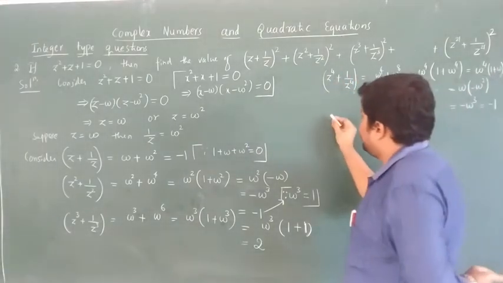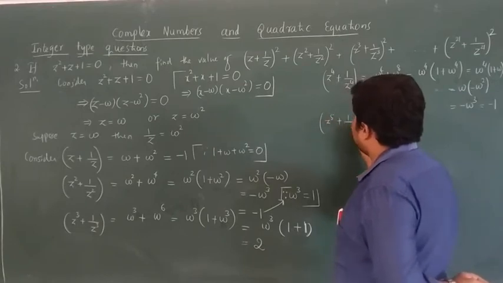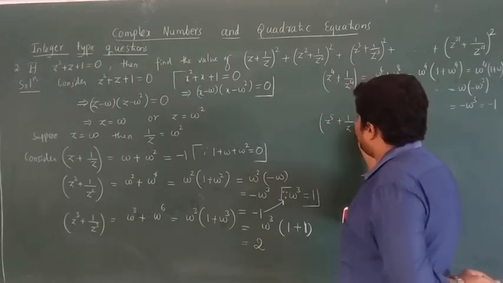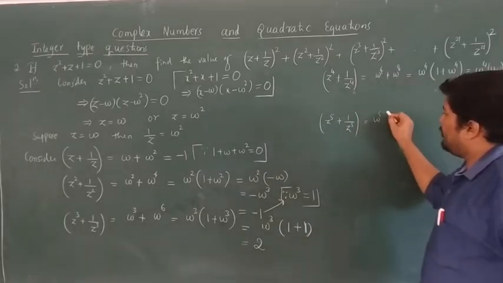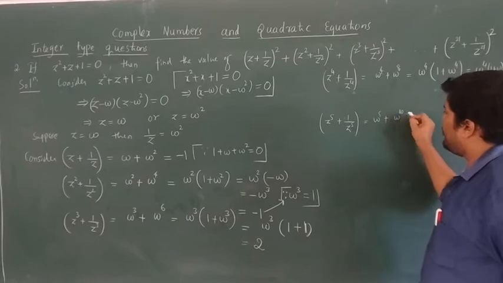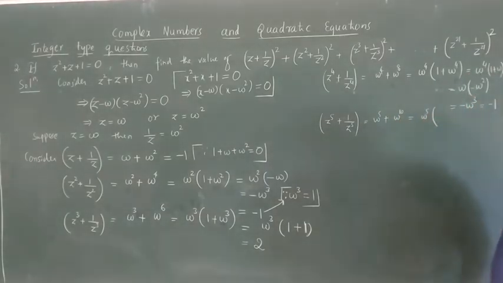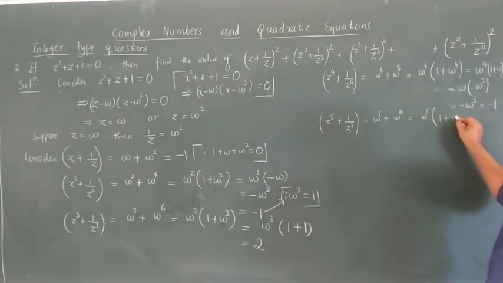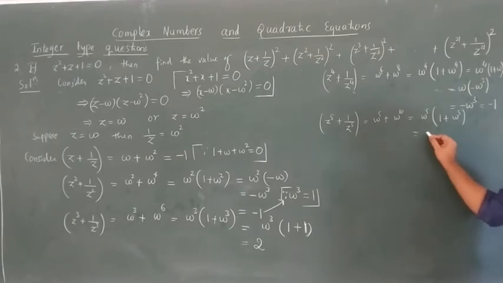Let me verify the other things. That is z power 5 plus 1 divided by z power 5, that is equal to omega power 5 plus omega power 10. Now here we can take out omega power 5 as the common factor. We are just left with 1 plus omega power 5. Now omega power 5 can be written as just omega square.